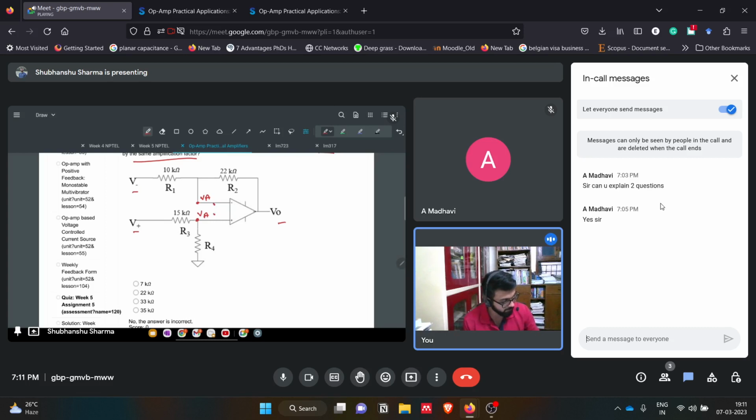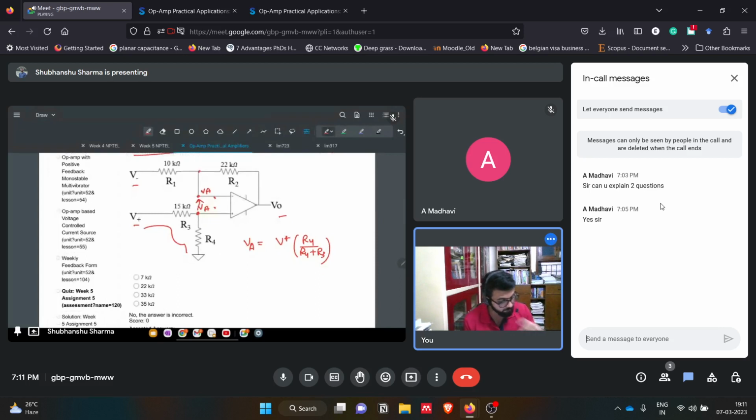Okay, another thing. Now what will happen? What will VA be? This is a potential divider circuit. So VA will be V plus into R4 upon R4 plus R3. Fine. This VA will be transferred here because of the virtual short.